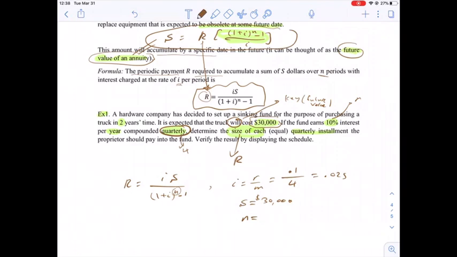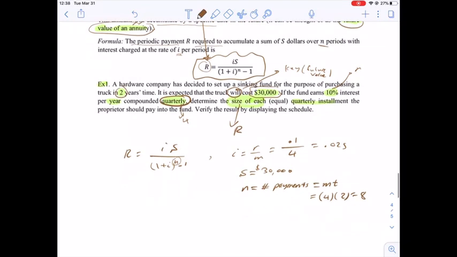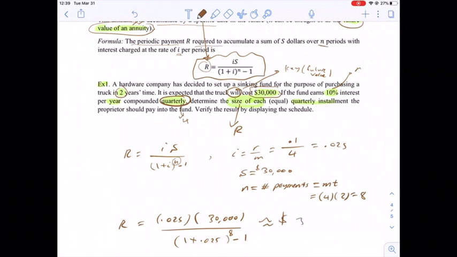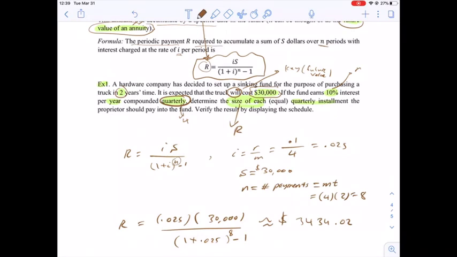But before that, we still need to determine n. n is the number of payments. Number of payments is given by m times t. m is 4 and t is 2 years. So that's 8. Now we can apply the formula. R is I, which is 0.025, times S, which is 30,000, over 1 plus I, which is 1 plus 0.025, raised to power n, which is 8, minus 1. Using a calculator, we get $3,434.02.